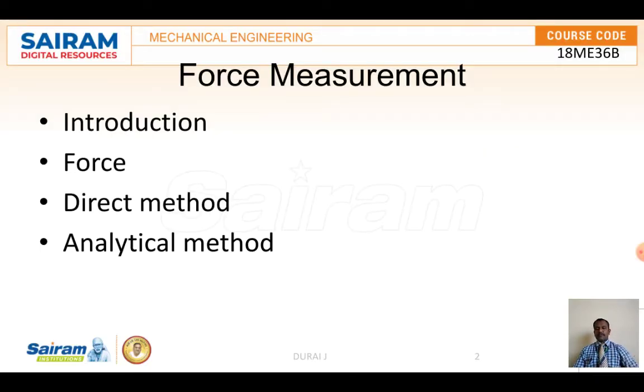Before going into the force measurement, in this module we are going to discuss measurement of force, measurement of torque, measurement of pressure, measurement of temperature, as well as measurement of strain. So these are all the things we are going to discuss in this particular module. In this particular video we are going to discuss the force measurement. In this force measurement we are going to discuss the introduction, force, direct method and analytical method.